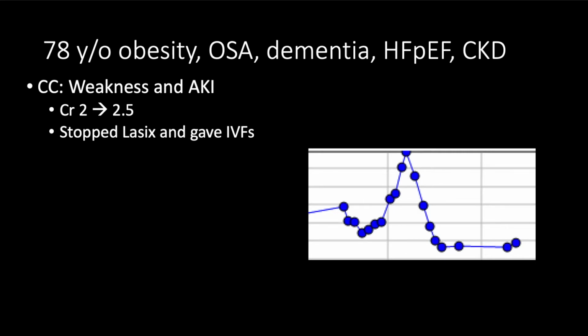And initially he had an AKI. His baseline creatinine is 2, and he came in at 2.5. So the team stopped Lasix and gave him some fluids, and you can see his creatinine got better the first couple days with stopping his diuretics and giving him fluids. So maybe there was a pre-renal AKI component to this.